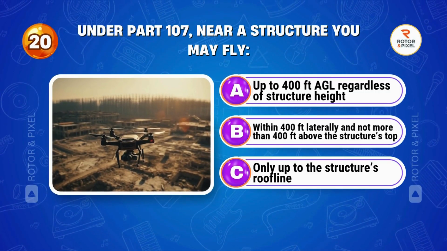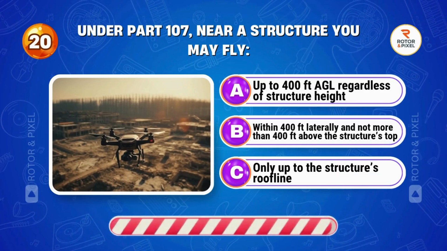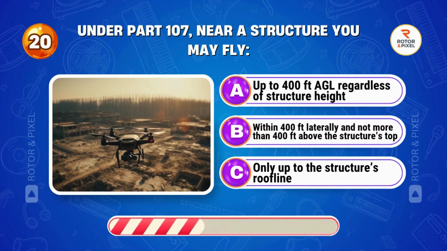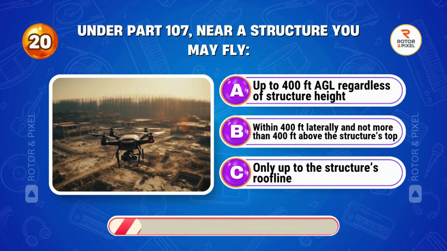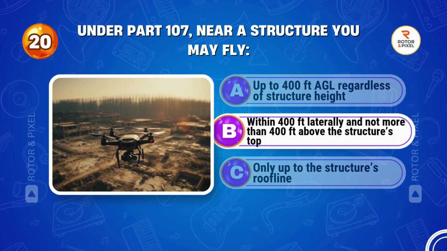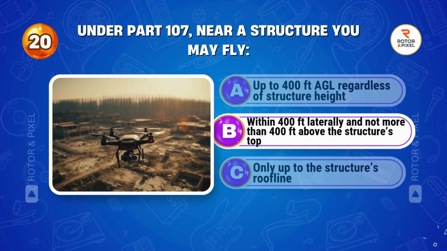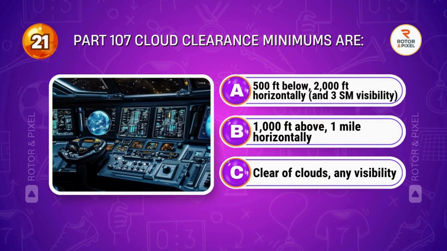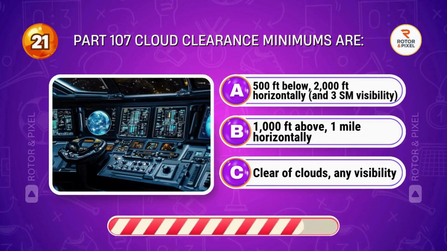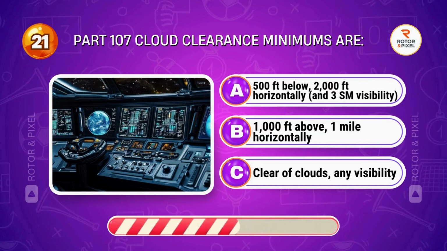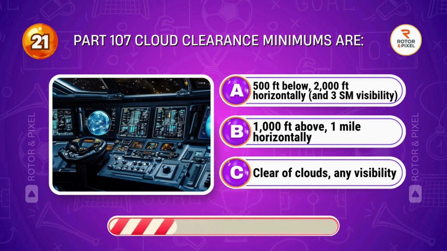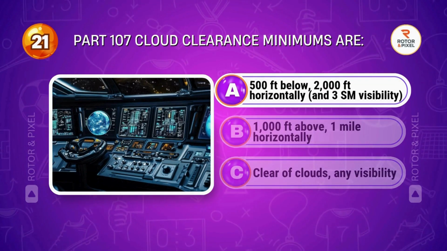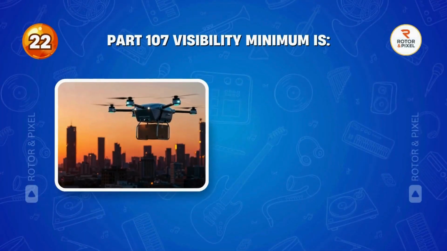Under Part 107, near a structure you may fly. Answer, within 400 feet laterally and not more than 400 feet above the structure's top. Part 107 cloud clearance minimums are A, 500 feet below, 2,000 feet horizontally, and 3SM visibility.